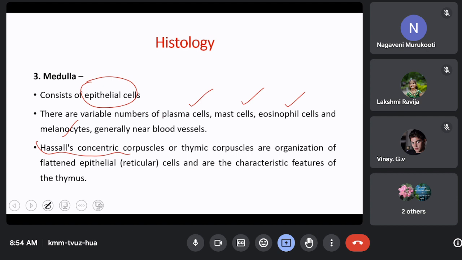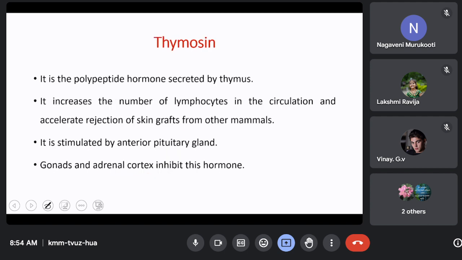These are also called thymic corpuscles. And what are these? These are nothing but flattened epithelial reticular cells. These are flattened epithelial reticular cells present in the thymus gland, called Hassall's concentric corpuscles, the function of which is said to be not completely deciphered.